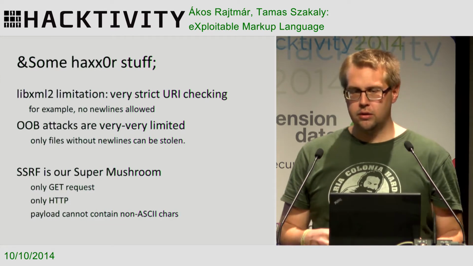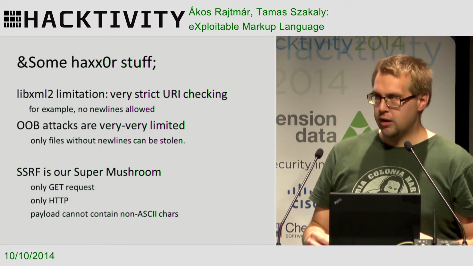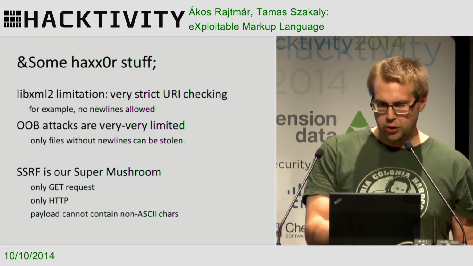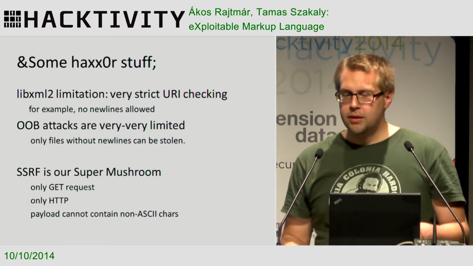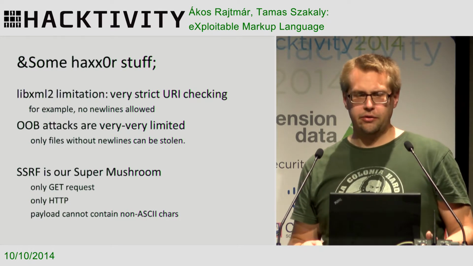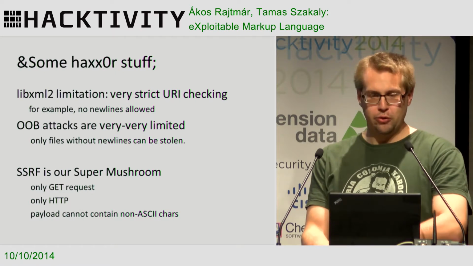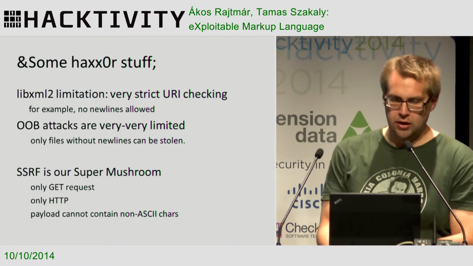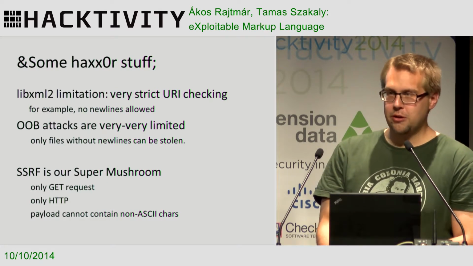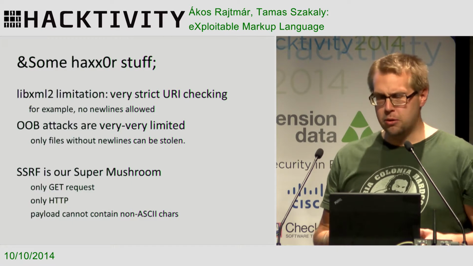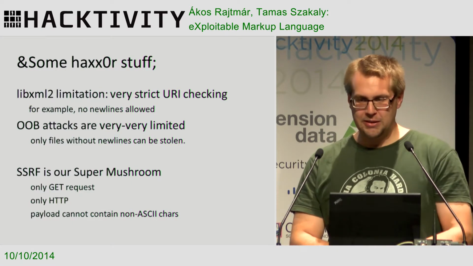I mentioned that libxml2 is used by ClamAV. libxml2 does very strict checks for the specified URI. It actually fully corresponds to the standard, to the RFC, and the greatest limitation that it meant was that it drops new lines. It does not allow new lines. So the out-of-band attack can only be used in a limited form because the only thing that we can run is single-line files, which does not bring much to the kitchen, does it?